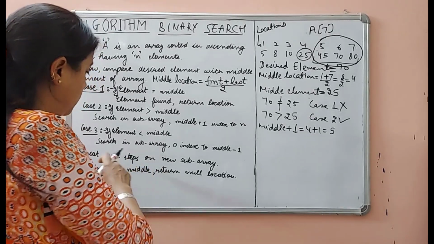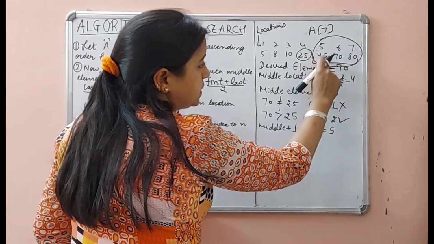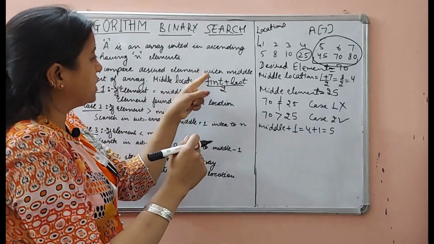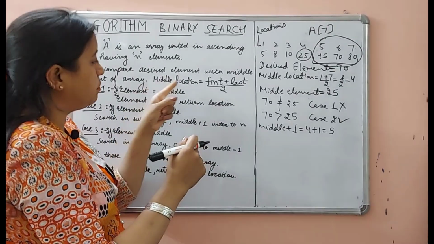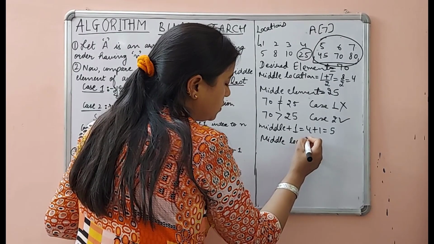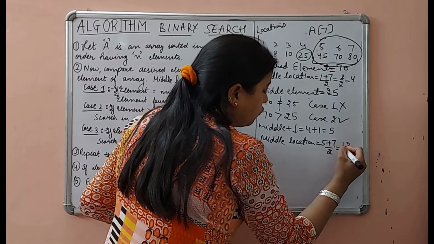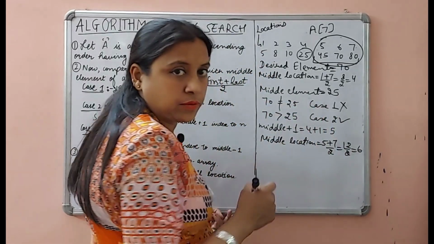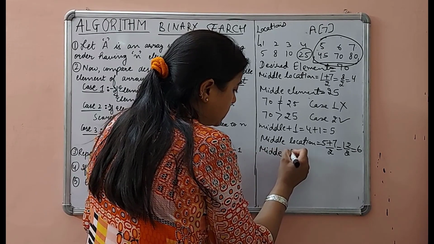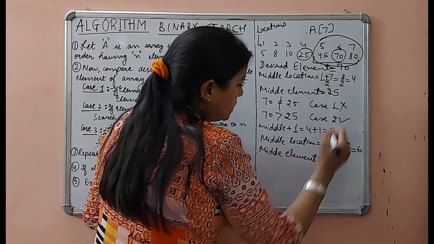Now repeat these steps on the new subarray. Our new subarray is 45, 70 and 80. Now compare the desired element with the middle element of the array. First of all, we will calculate the middle location: 5 plus 7 divided by 2, 12 by 2 is equal to 6. That is, the middle element is at location 6. That is, the middle element is now 70.